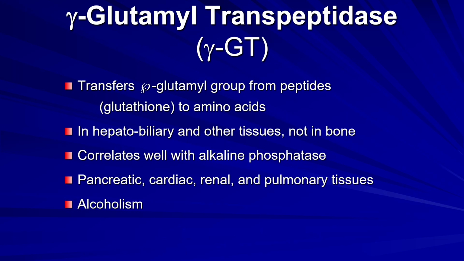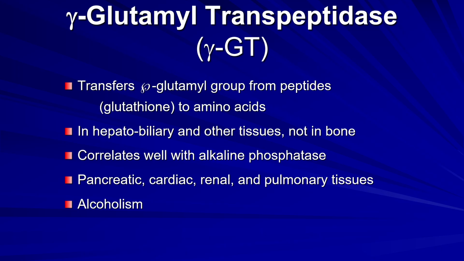Another important enzyme is gamma-glutamyl transpeptidase, or gamma-GT. This enzyme transfers gamma-glutamyl groups from peptides, such as glutathione, to amino acids. Again, I do not want you to remember that function. The gamma-GT is present in hepatobiliary tissue and in other tissues, but not in bone. So that would be an important point to distinguish an increase in alkaline phosphatase that is due to bone disease versus liver disease.